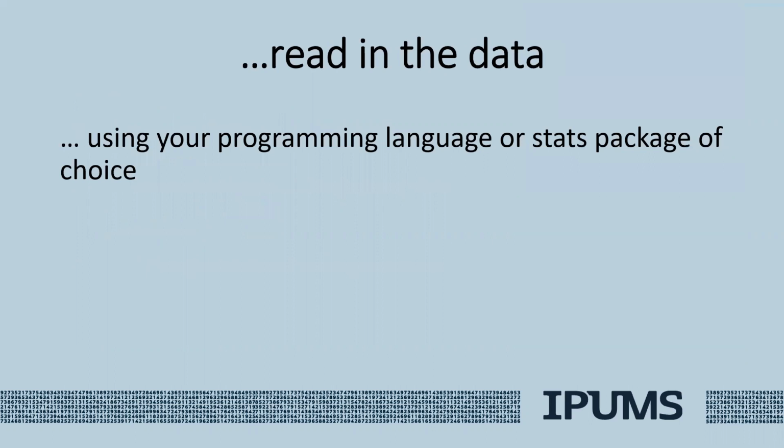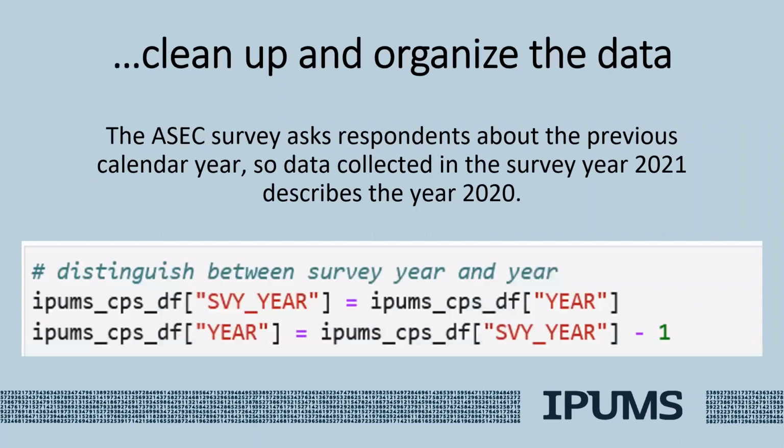And then we'll read in the data. Again, I'm going to use Python. Doesn't matter what you choose. All of this is applicable across languages and packages. All right, so then we'll clean up, tweak, modify, and otherwise organize our data. I don't want to brag, but IPUMS CPS data is already pretty clean. So we'll just take care of the difference that I mentioned earlier between survey year and reference year.